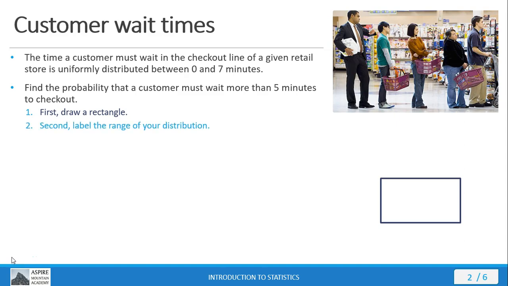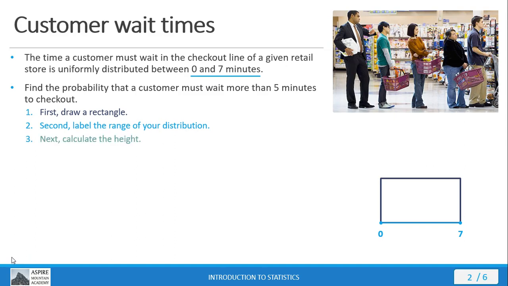Second, I'm going to label the range of my distribution. The range for my distribution is found here in the problem statement. It says that we're uniformly distributed between 0 and 7 minutes. So those are going to be the bounds for my uniform distribution, between 0 and 7.